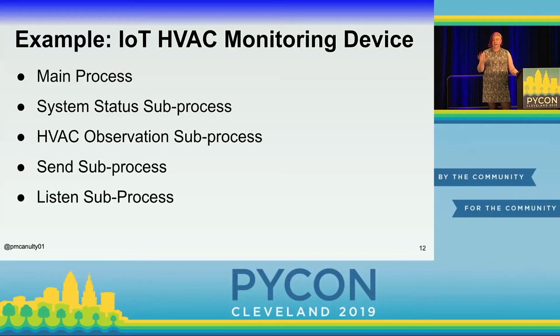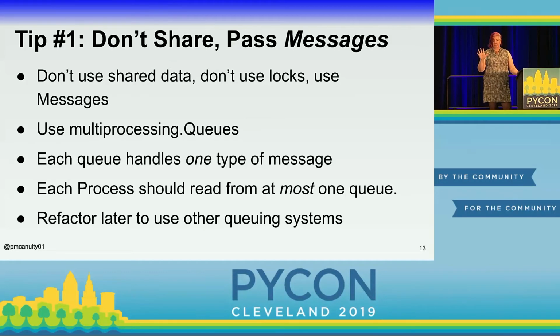But the main thing is I have 5 tips. Tip number 1, and this is the one that's most multiprocessing related, is don't share data. First of all, you can't share Python objects across processes. Just imagine what would happen if the garbage collector tried to run against something that some other process was dealing with.